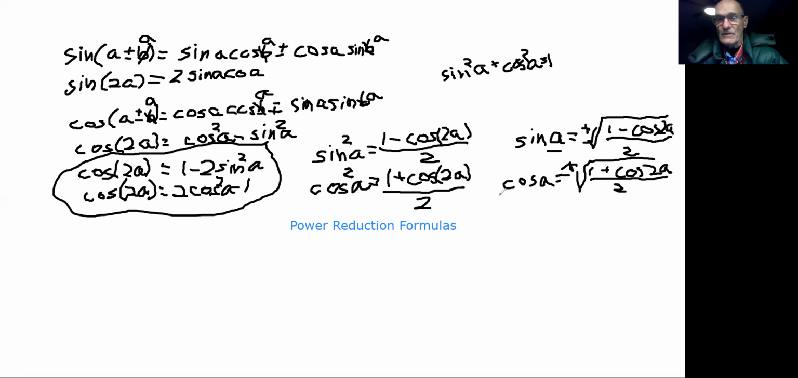Now, the rest of the formulas in the book are the sum to product and product to sum formulas, which if you ever need them, you can look them up in your textbook. They're formulas that you won't use very often. So I'll go ahead and stop sharing here.